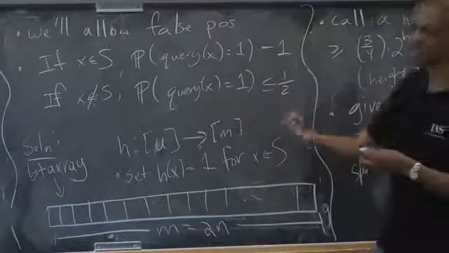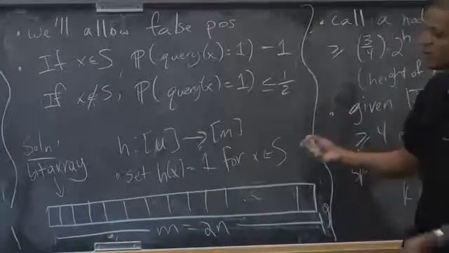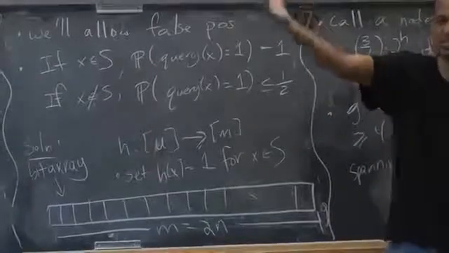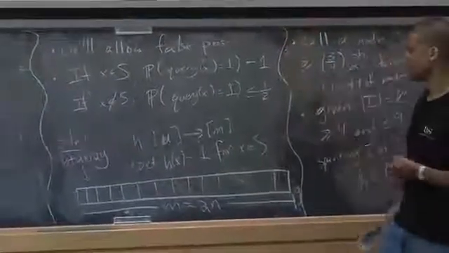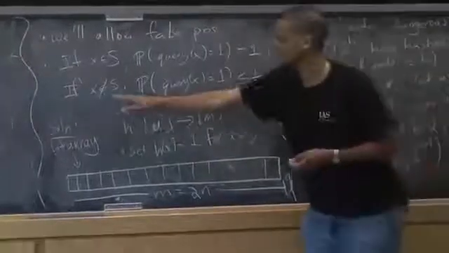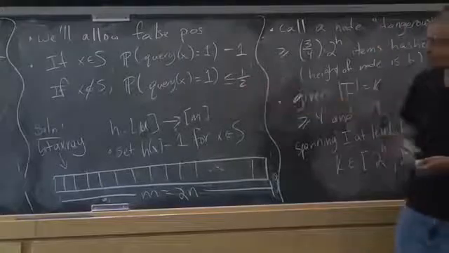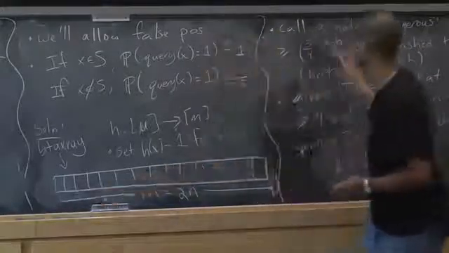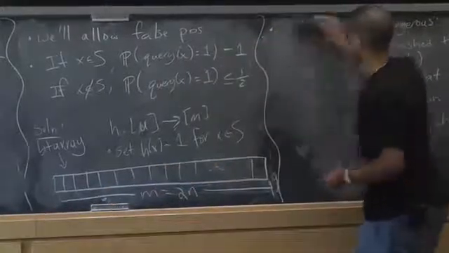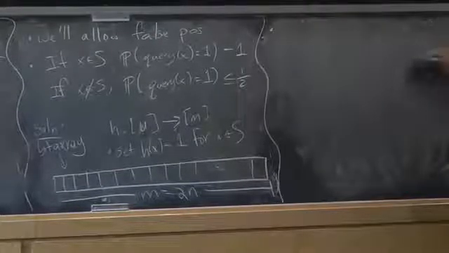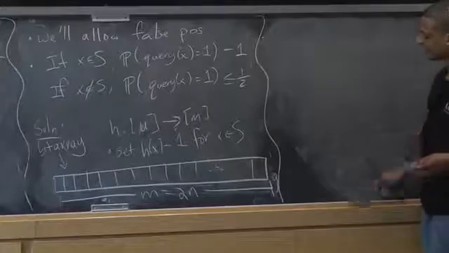So the query is just going to check. I didn't tell you what query does. Query just checks whether that bit is 1 or not. And if it is 1, it says yes, it's in there. Okay, how about if x is not in S? Why is this the case? It could be set by someone else. So then why is the probability at most a half?